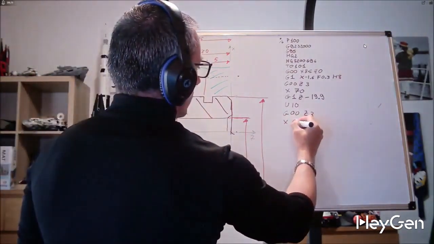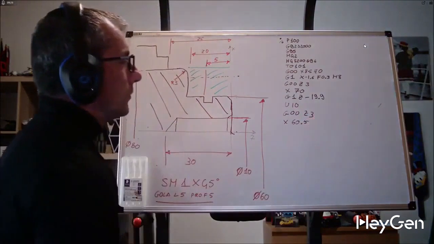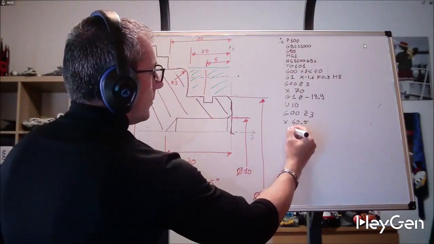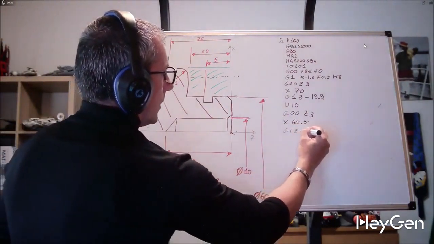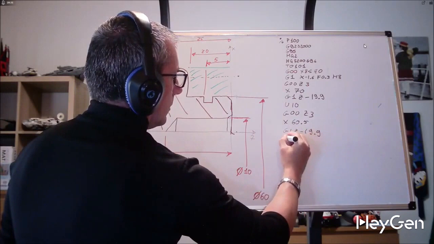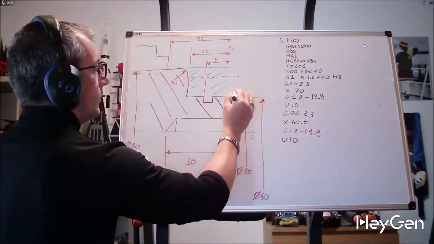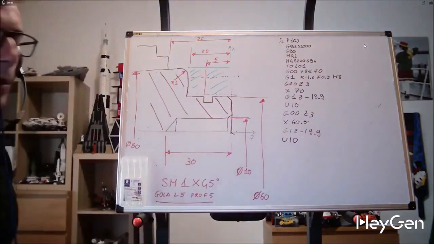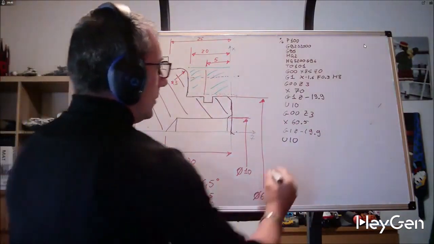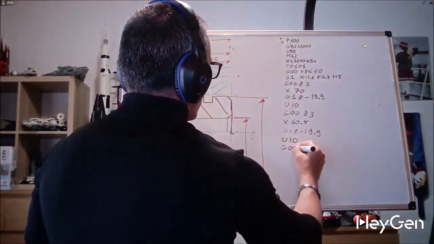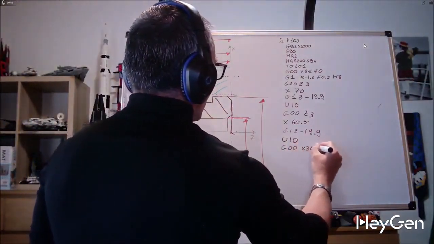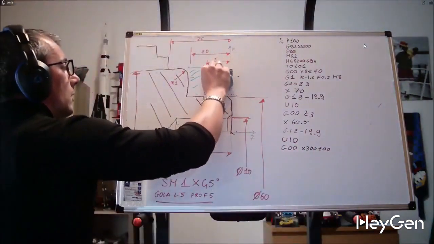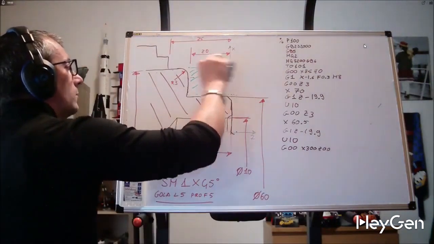So I will write X60.5 because I leave a bit of excess material, and then I repeat clearly what I wrote above. So G1 Z19.9 U10. I positioned myself here, made my pass, raised to straighten the tool's clearance angle, and at this point I can move away quickly. G0 X300 Z300. All this excess material is no longer there, and I did it with point-to-point programming.